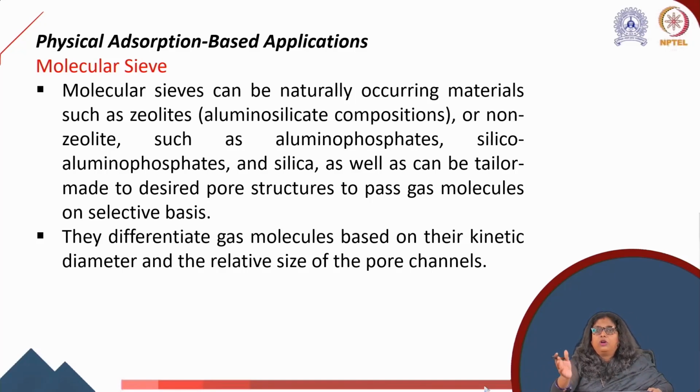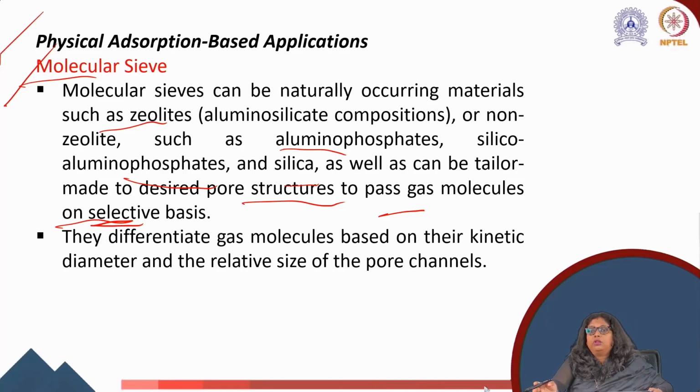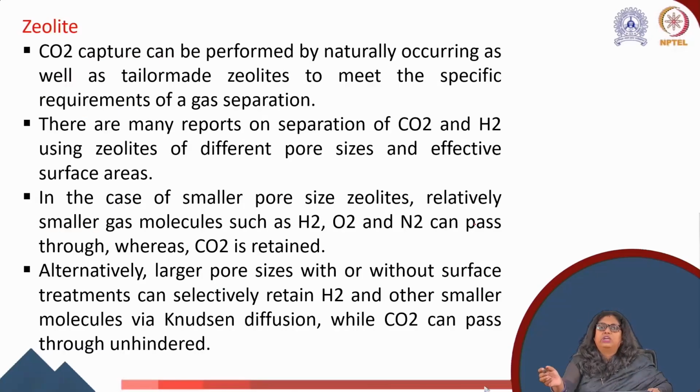So what are the different physical adsorbent options available? The first one is the molecular sieves. Molecular sieves can be naturally occurring materials such as zeolite, or non-zeolite such as aluminophosphate, silico-aluminophosphate and silica, and they can also be tailor-made to a desired pore structure to pass gas molecules on a selective basis. So they differentiate gas molecules based on their kinetic diameter and the relative size of the pore channel.